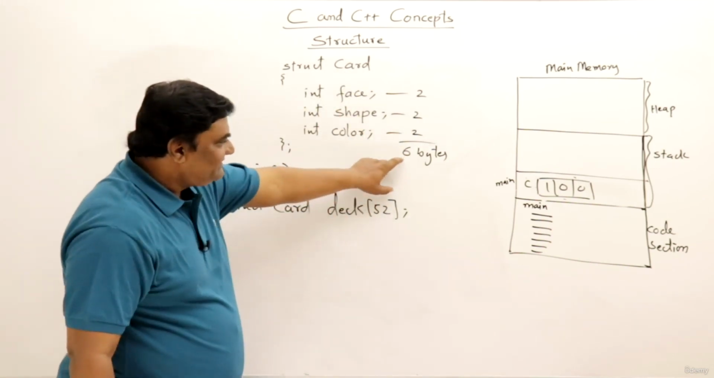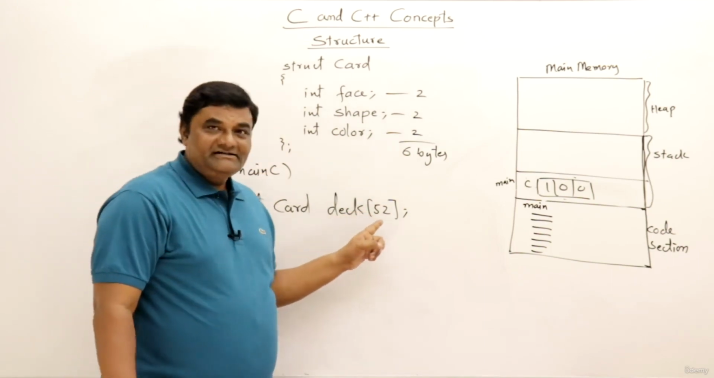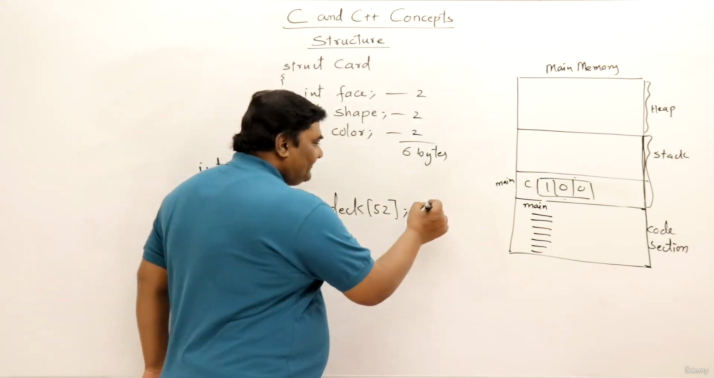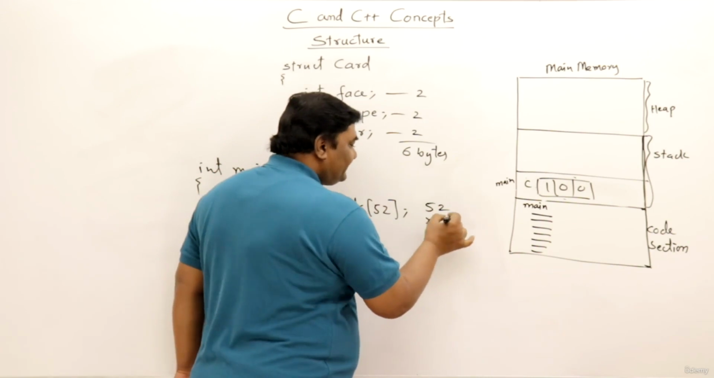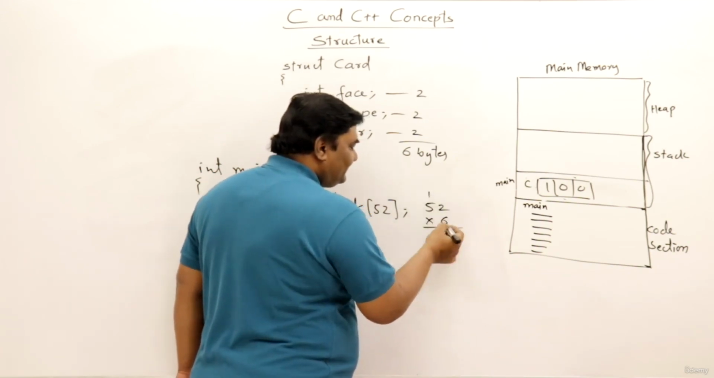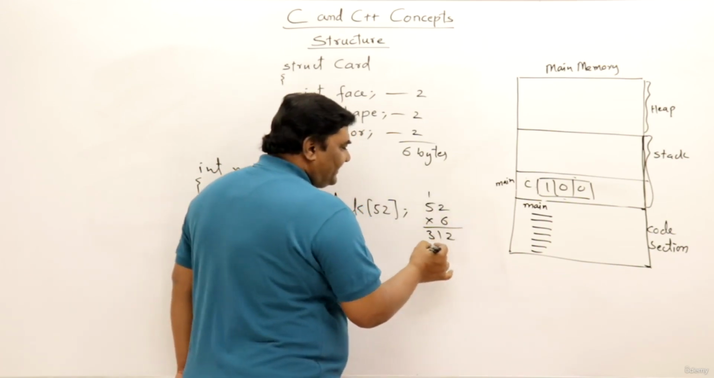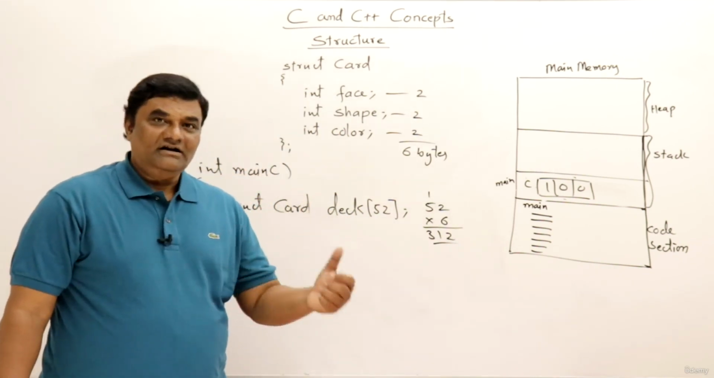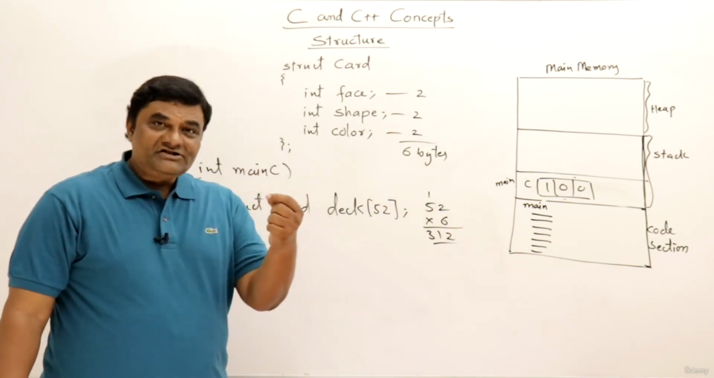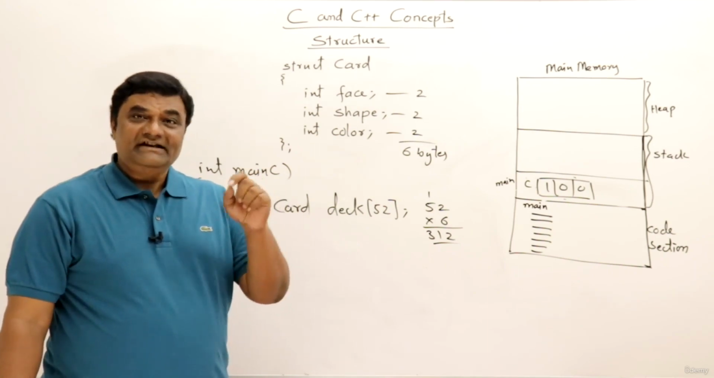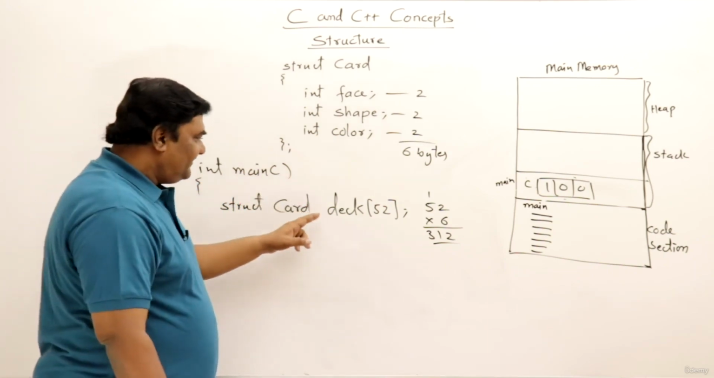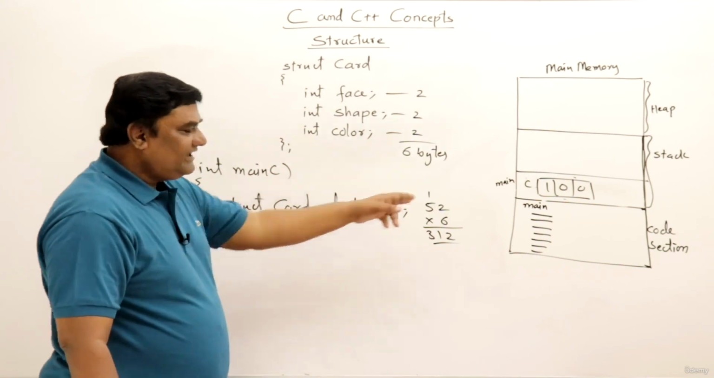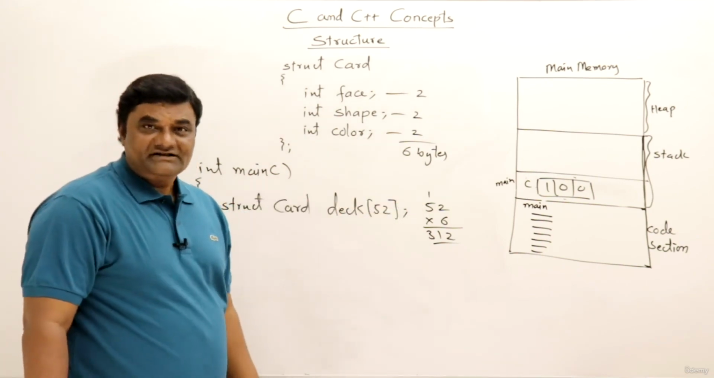So one structure is taking 6 bytes. Total how many bytes it will be taking? It will be taking 52 into 6 bytes, right? So 312 bytes it will take. So I'll get 52 different cards. Now each card I can access with the help of its index. Even I can initialize this array of structures.